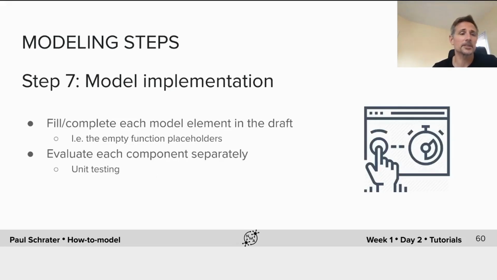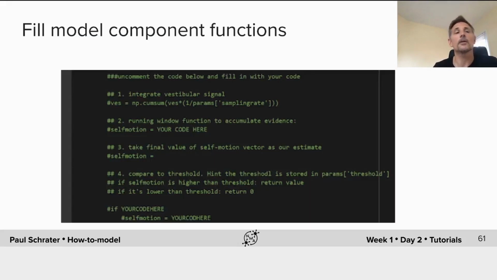In model implementation, you'll complete each model element in the draft. All of the empty function placeholders will now have something in them. And for each component, you want to make sure that for the inputs, you're getting the outputs that you expect, which is called unit testing in code design. Right now, let's go and fill in our model component functions.